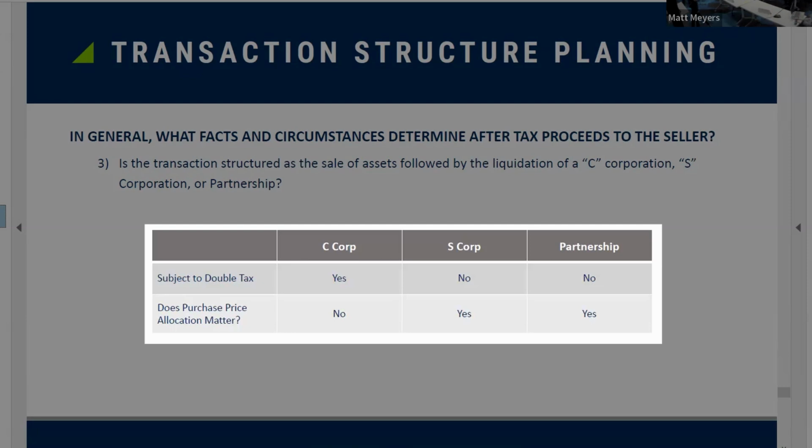Partnership's not subject to double tax because any item of income is going to be reported on the partner or shareholder on their 1040 because they get a K1. That makes it not subject to double tax.